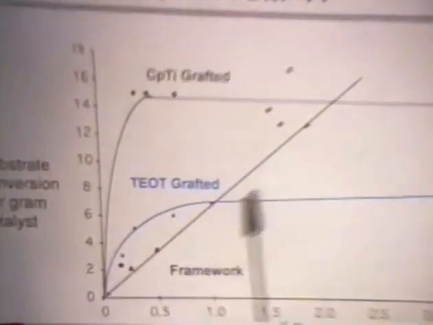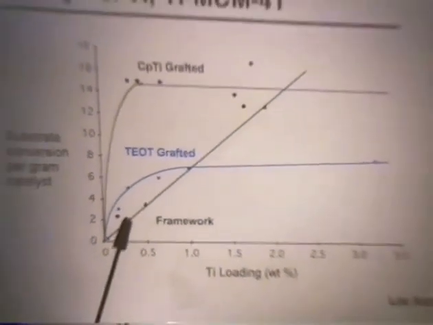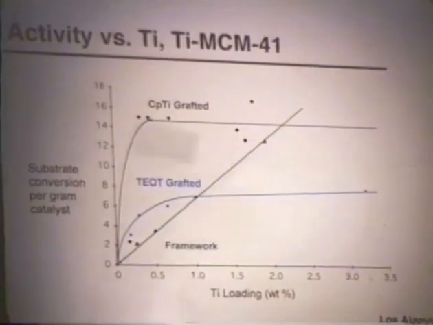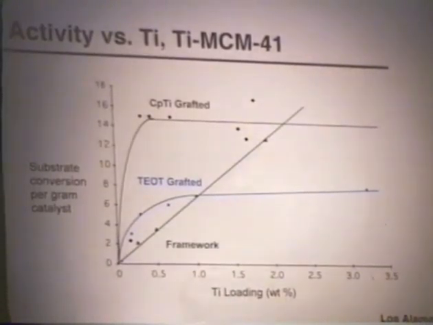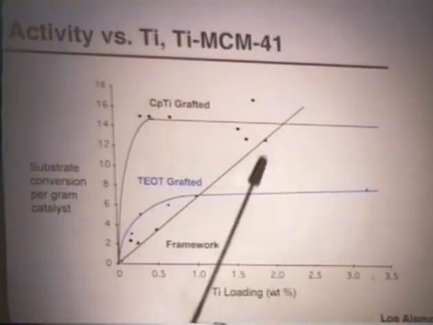This is the framework synthesis. So as you add more and more titanium into the gel and make MCM41, one sees a fairly linear increase in the activity up to the point at which the synthesis fails. Somewhere out here around 3%, you can no longer make titanium MCM41.